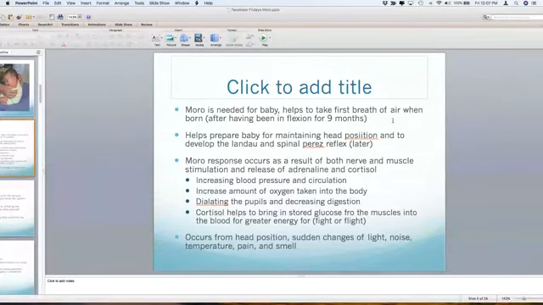The Moro response occurs as a result of both nerve and muscle stimulation and release of adrenaline and cortisol. So there's an increase of blood pressure in circulation, an increased amount of oxygen taken into the body. The pupils dilate, it decreases digestion. The cortisol helps bring in stored glucose from the muscles into the blood for greater energy for fight or flight.